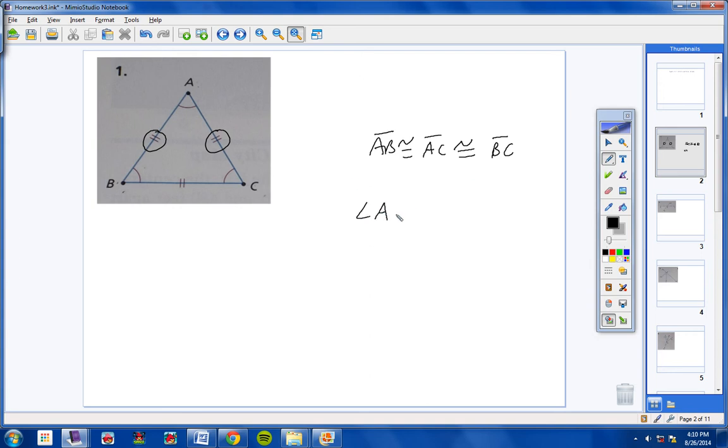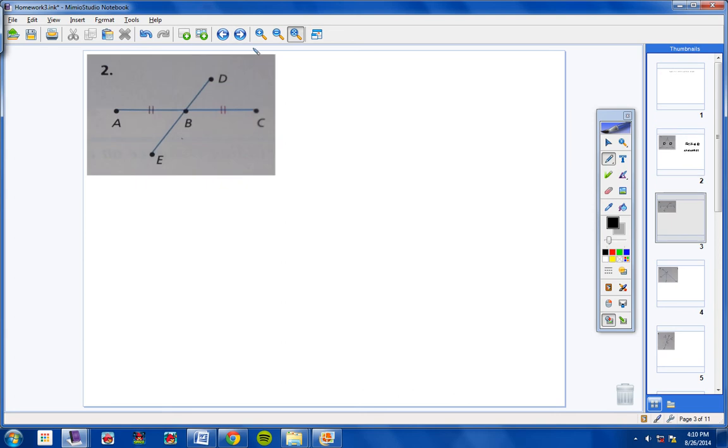For the angles, angle A is congruent to angle B, angle A is congruent to angle C, and angle B is congruent to angle C. And I really don't see anything else that I can make note of with number 1. Let's move on to number 2.